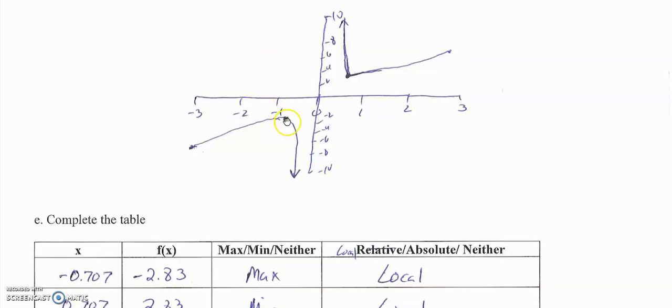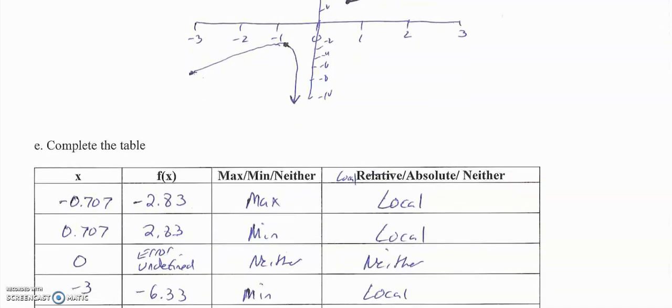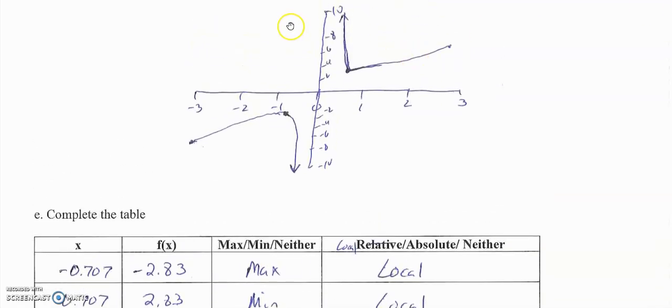So at negative 0.707, comma negative 2.83, we have a maximum, but it's not the highest point in the entire graph, so that would be a local max. At 0.707, comma 2.83, we have a minimum, but it's not the lowest point in the entire graph, so we have a local minimum. The next point we're going to check is 0. Notice 0 is undefined, but you'll see that we have a vertical asymptote at 0.